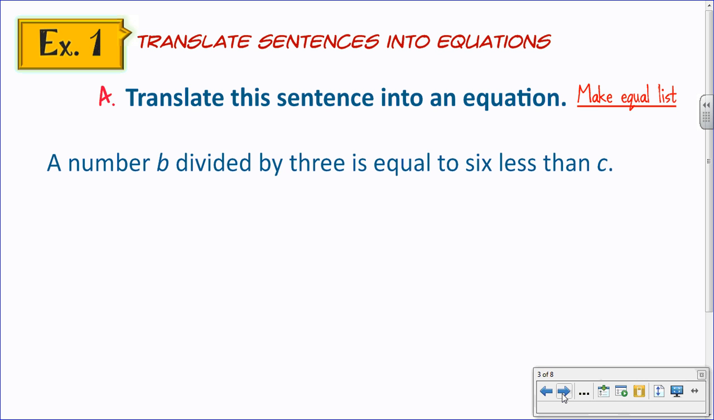Here's Example 1. Translate sentences into equations. Write this down. Another thing that I would do is, on the side of your notes, make an equal list. What I mean by that is, what are some terms that can mean equal? The two main ones that you'll see are "is", "same as" is a good one, and then "equal to". Those are all terms that you're going to see.